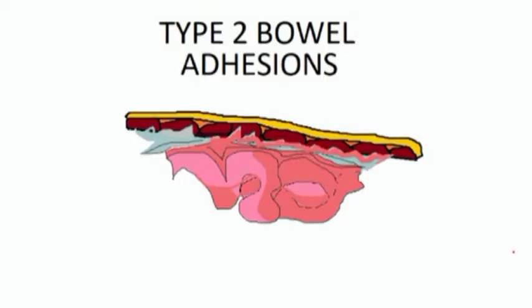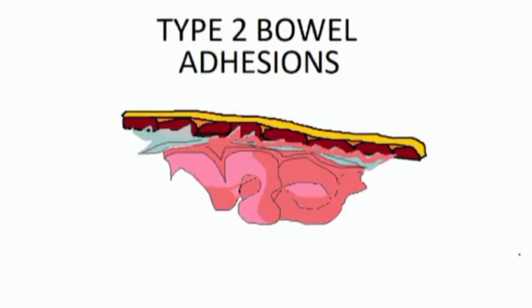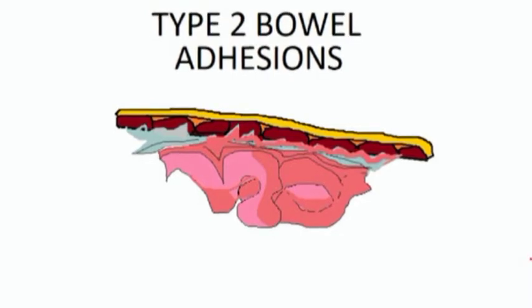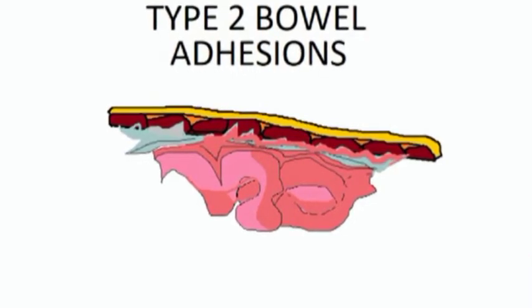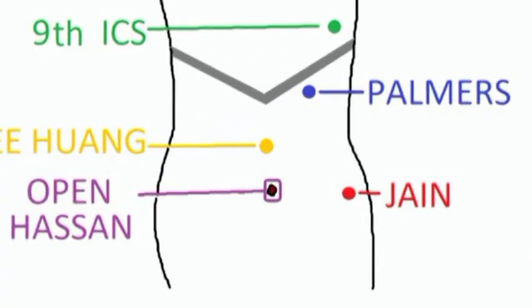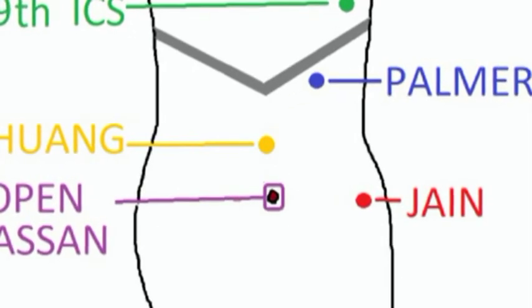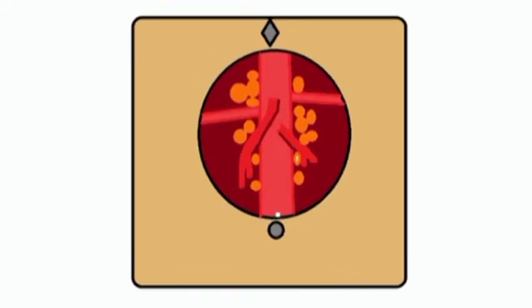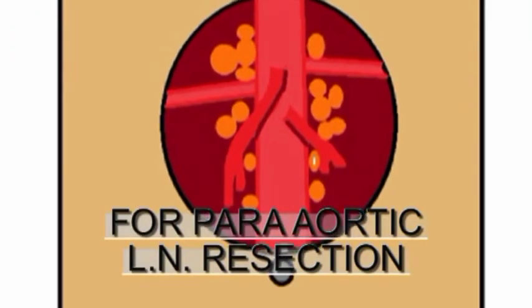Even in patients with no previous surgeries, entry through Palmer's point becomes challenging in type 2A adhesions, when bowel is inseparably stuck to anterior abdominal wall, almost like making second layer of peritoneum, as in the cases of Koch's abdomen and in previous septicemia. To overcome these limitations, few non-umbilical entry ports were designed. One of them is Lee Huang point. Lee Huang point was designed chiefly for para-aortic lymph node dissection.